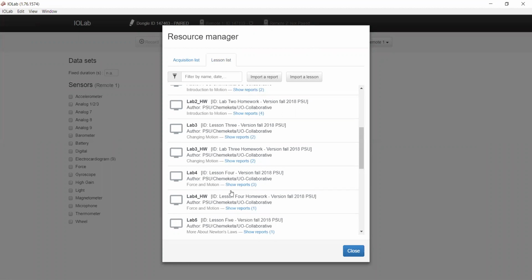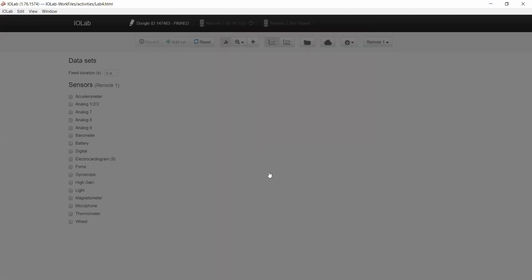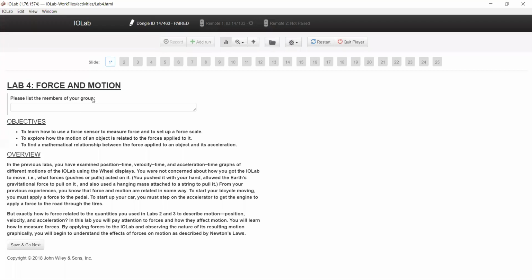Okay, so let's start the lab. This is force and motion. You may write your name and state. So the objectives: we'll be using the force sensor, measuring the forces, scaling the forces, and we'll see the relationship between the force applied and the acceleration.